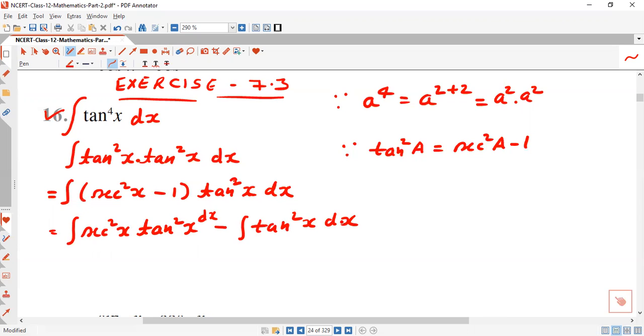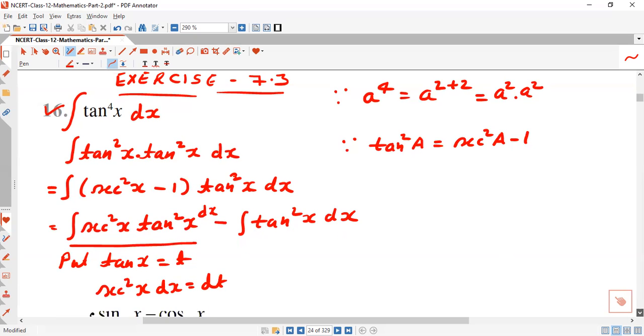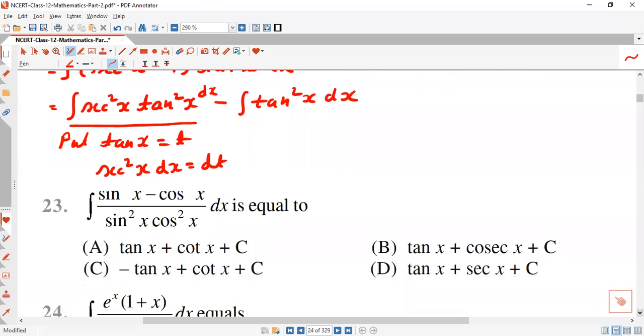Now, part 1 is the easy one. In this integration, I take tan x equal to t. Put tan x equal to t. If tan x equals t, taking the differentiation, we get sec square x dx equal to dt. For the second part, we will break it. Now see how we will put the values and solve this question.